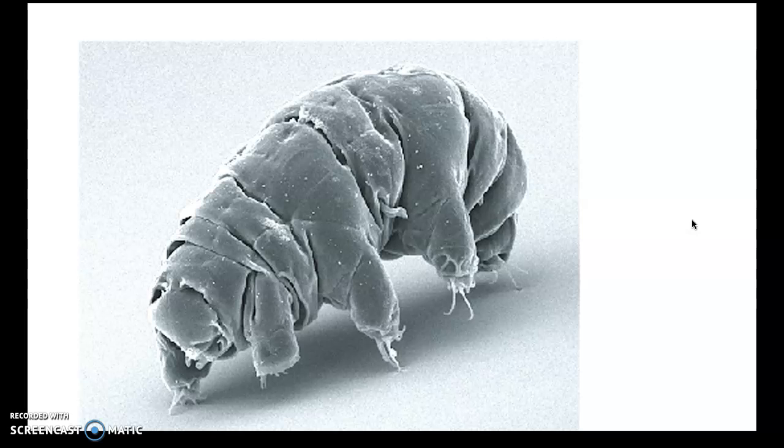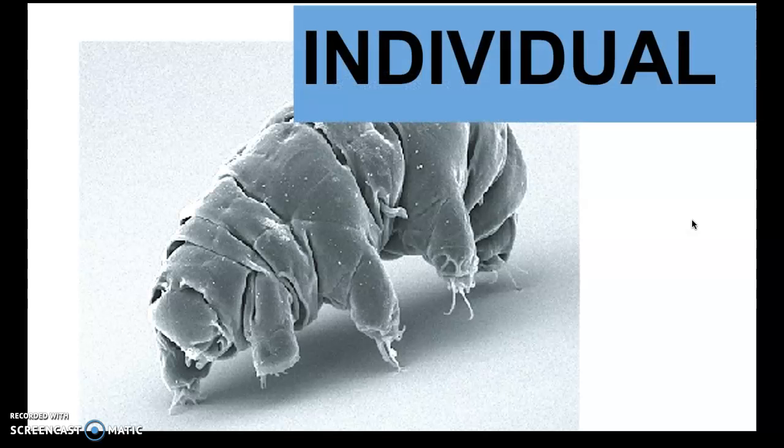How about this handsome fellow? What do you think he is? Individual, population, community, ecosystem, or biosphere? Hopefully you were able to tell me that this is an individual. Do you know what this handsome fellow's name is? This is called the tardigrade or the water bear, and they're microscopic organisms found inside water. Pretty handsome, right?